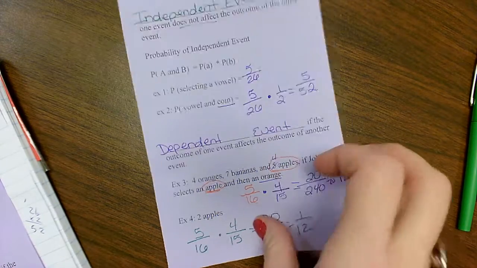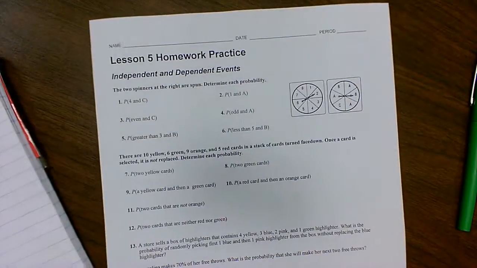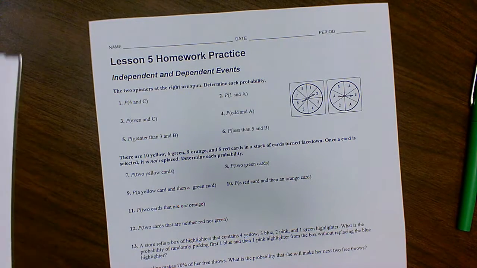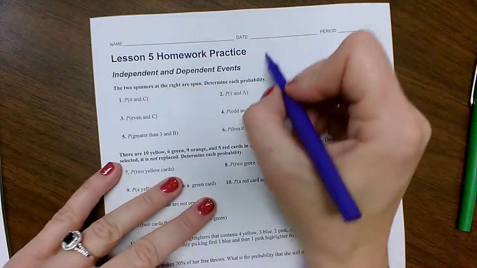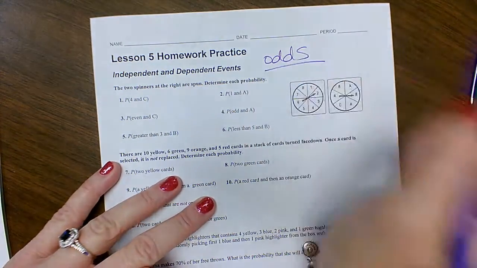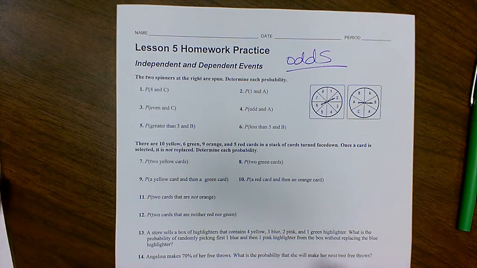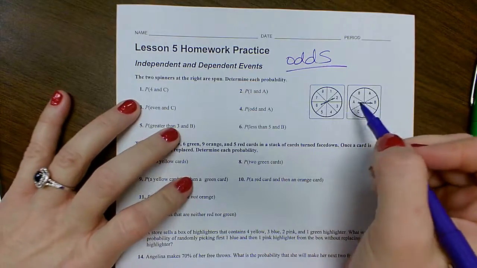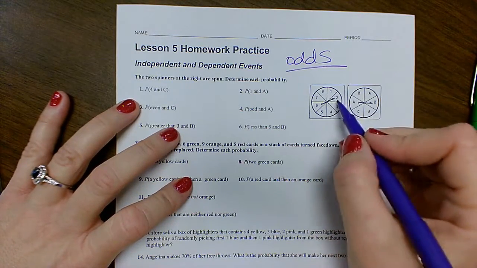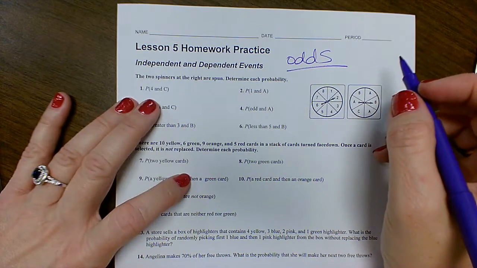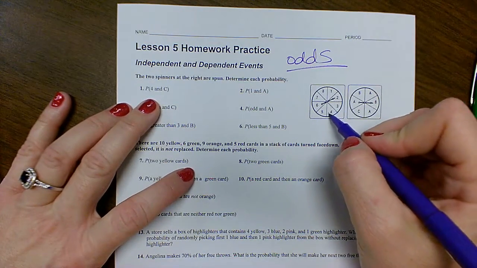Okay, let's look at your homework. I do believe we do the odds. So I'm going to write odds up here. So number 1, the 2 spinners at the right are spun. Determine the probability. Okay, I have this spinner, which is all numbers, and I have this spinner, which is all letters. Okay, so what's the probability of me picking a 4?